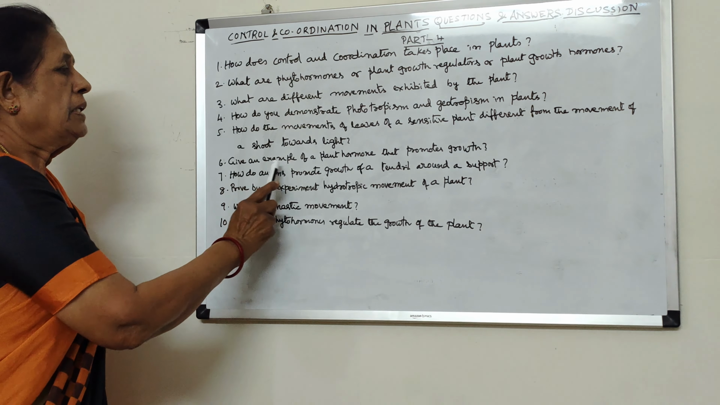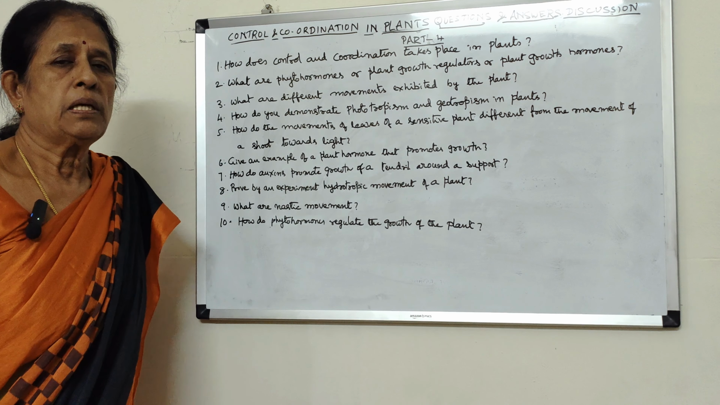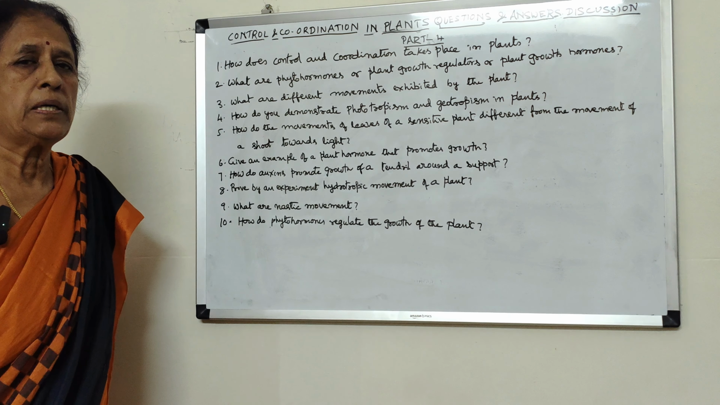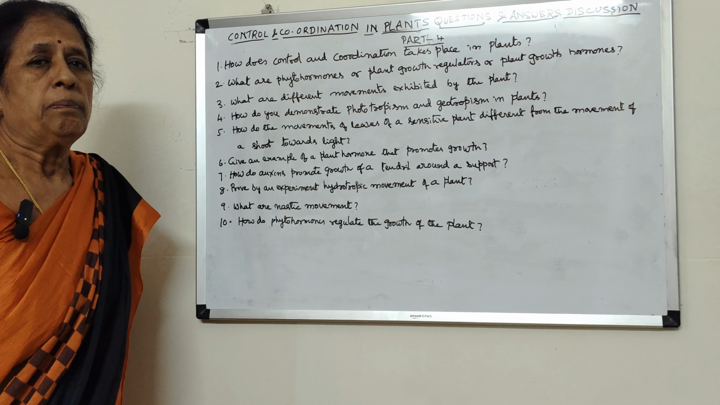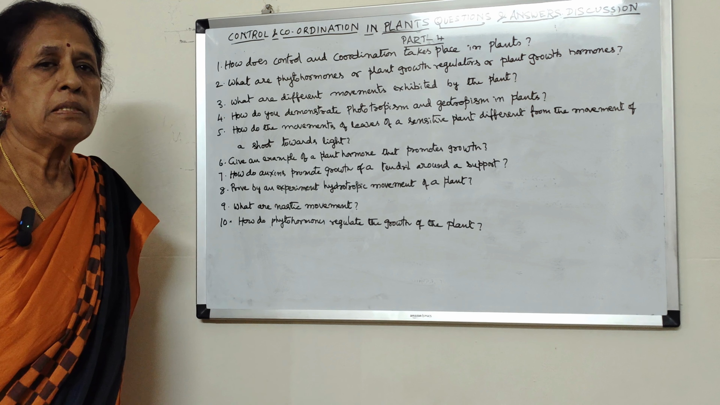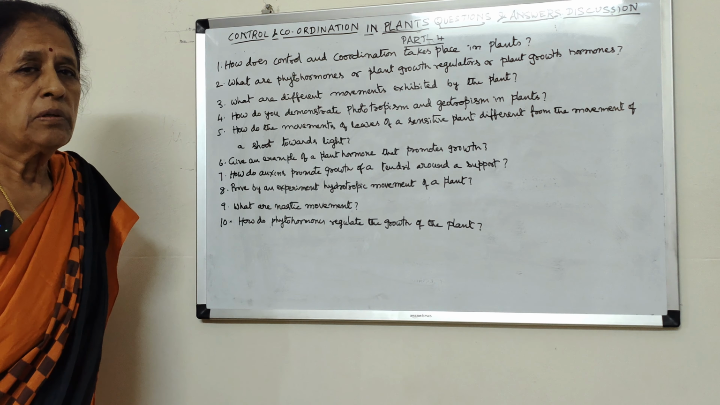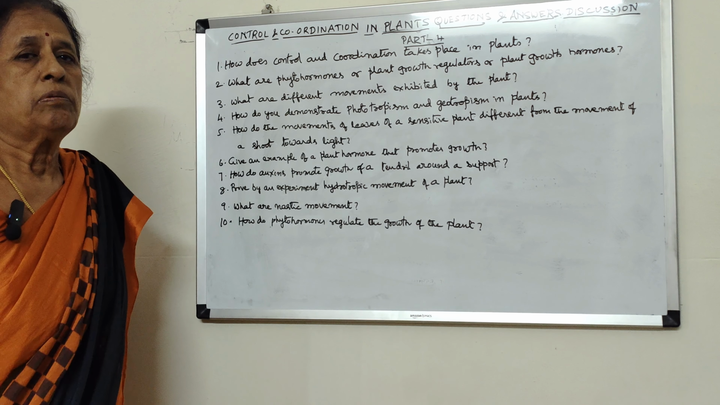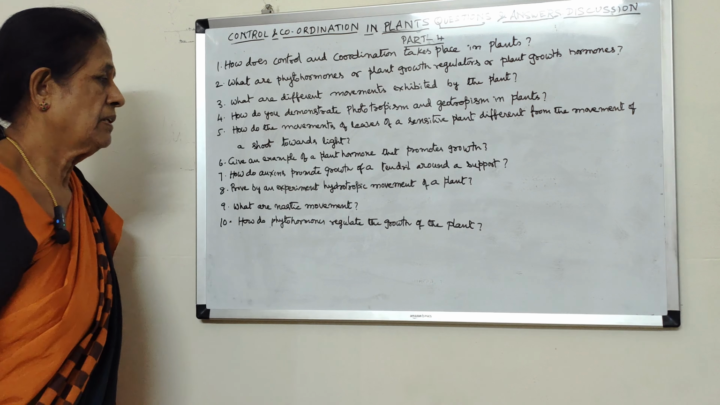Okay. Next, give an example of a plant hormone that promotes growth. Auxins, gibberellins and cytokinins are plant growth promoters. Auxins help in elongated growth of the plant by cell elongation. Gibberellins help in growth of the stem, and cytokinins increase the number of cells by initiating cell division. Okay, you can write three examples.